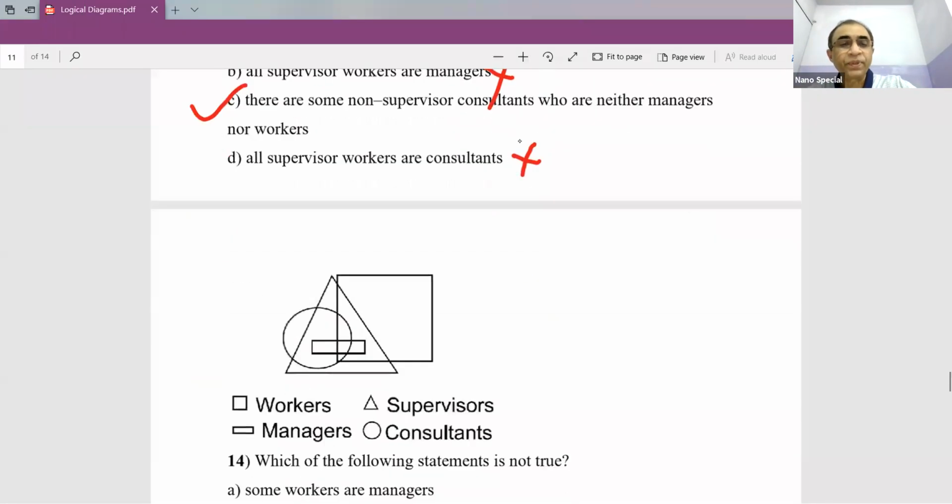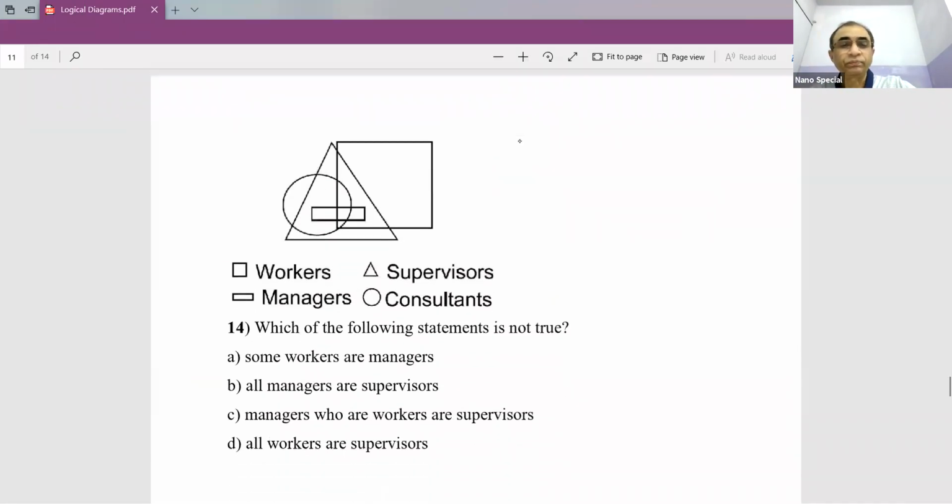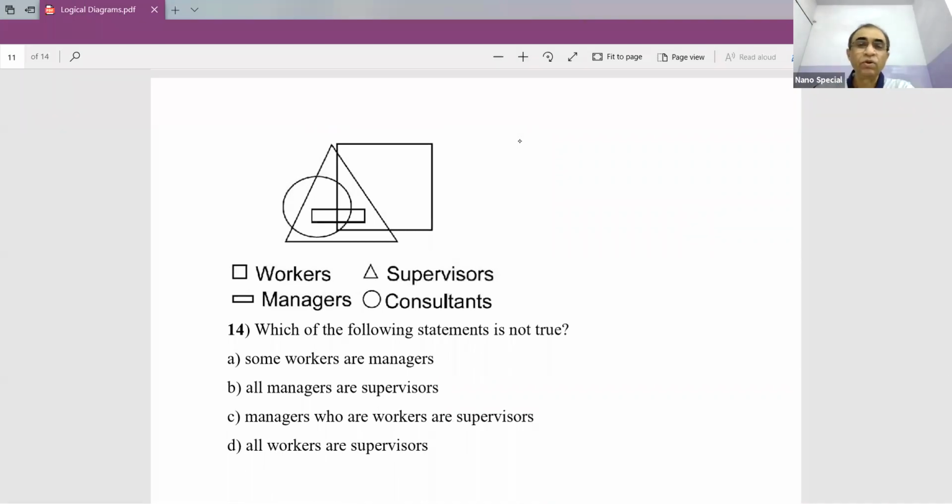Okay, let's go on. 14th one. Which of the following statements is not true? Yes, Rishita has answered it already. Yashwant has answered. Ashreya has answered. Very nice.